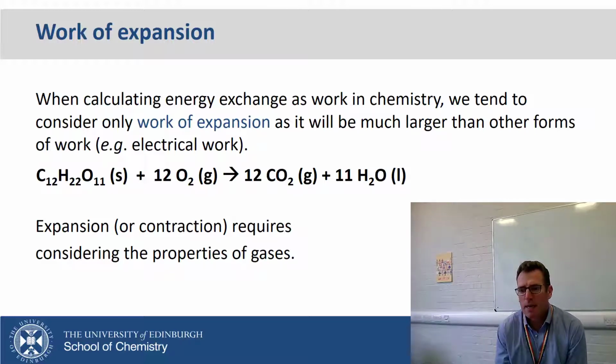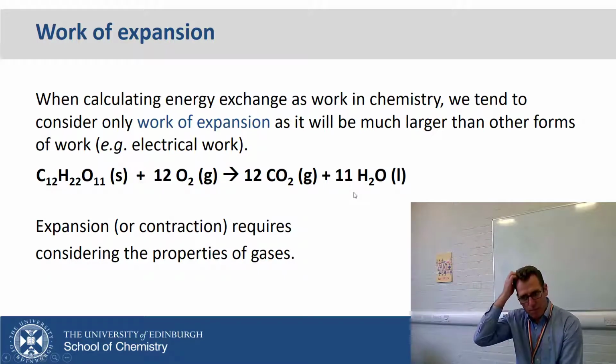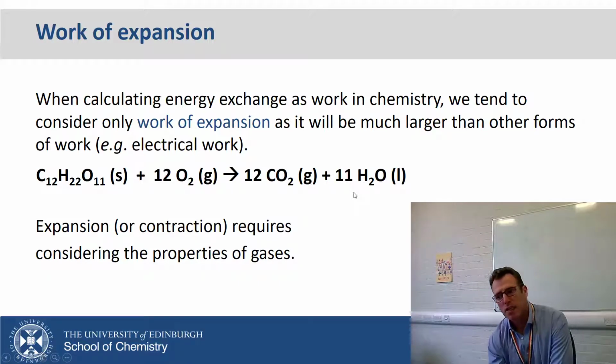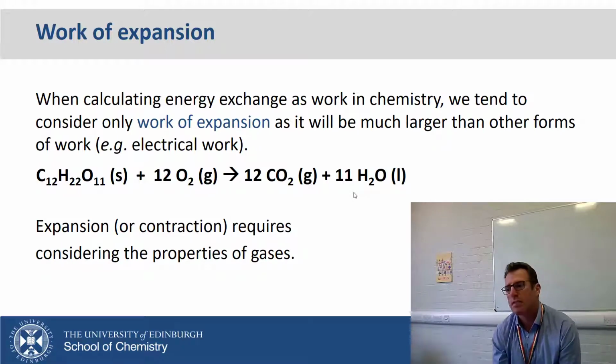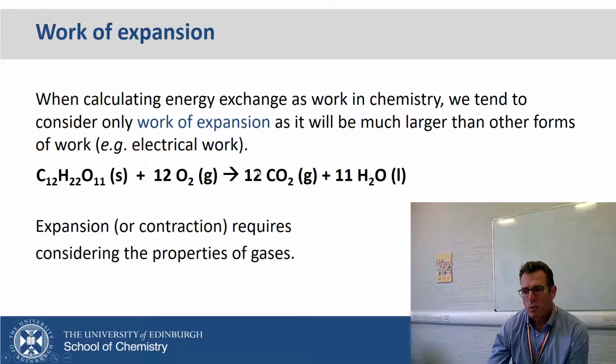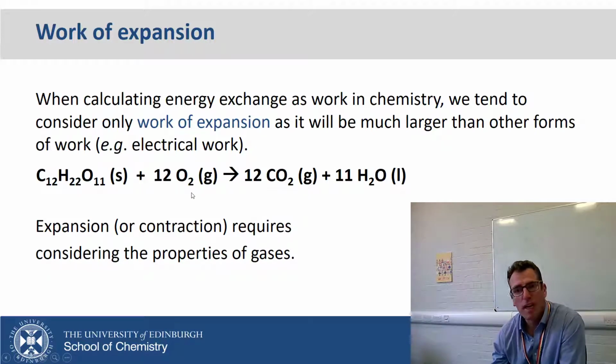And if we look at our screaming jelly baby reaction, what we find is we have our sucrose here reacting with oxygen to form carbon dioxide and water. And whether or not we will get work of expansion essentially depends on whether or not the balanced equation shows us whether we have more or fewer gas molecules as a result of this reaction. So here we see we have 12 gas molecules going to 12 gas molecules. So this equation, as we have written it, actually won't be doing any work. There will not be any expansion of this system because the number of gas molecules are staying the same.